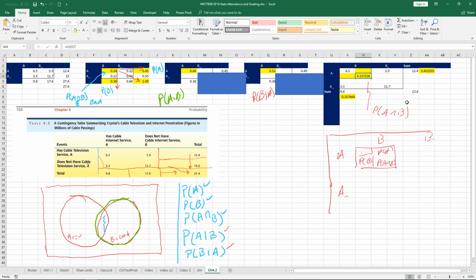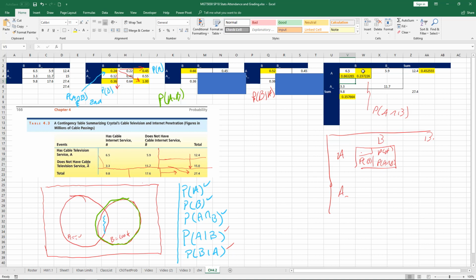And finally, what we want to get up here is going to be the probability of A given B. Here we have the total number of B. We need the total number of A intersect with B divided by the total number of B. That's going to be equal to, given that we know they have internet service, here's how many people have TV service divided by the total number that have internet. Remember? There we go.